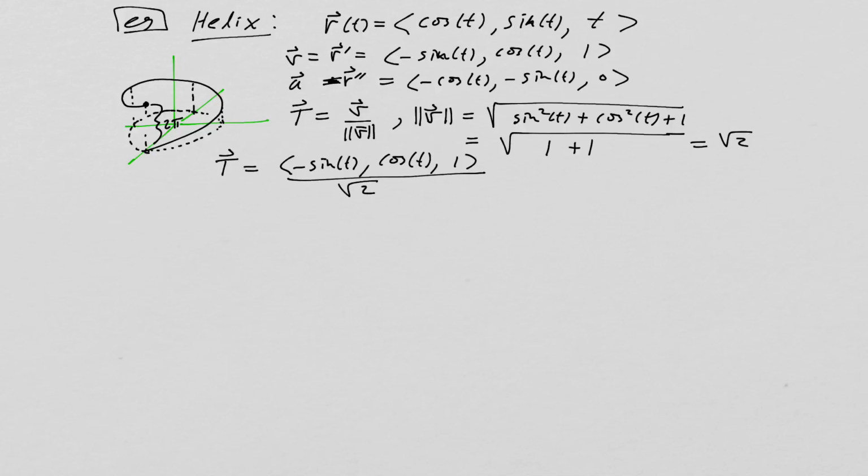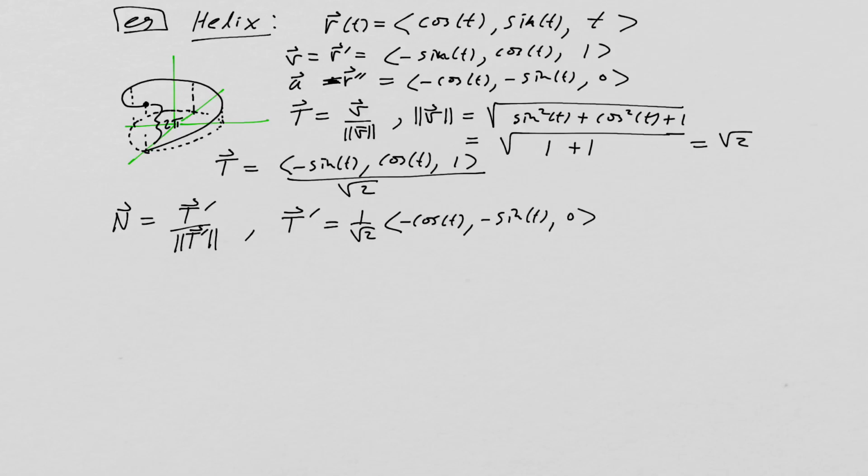Good. The next thing we have to do, now we have to find n, and we know that's going to be t prime divided by the magnitude of t prime. All right, so let's compute t prime. Well, that's going to be 1 over root 2. That will just stay out front. That's just a scalar multiplication. And that, of course, gives us negative cosine of t, negative sine of t, comma 0, like this.